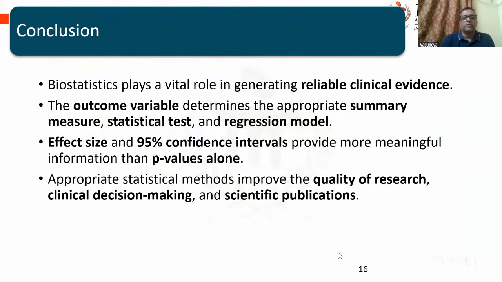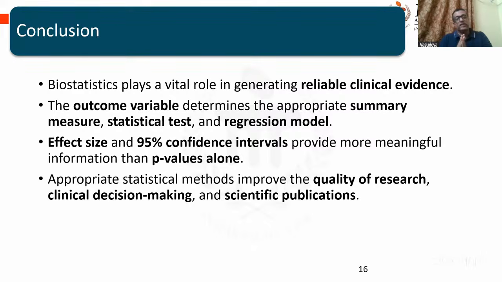In conclusion, biostatistics plays an important role in generating evidence. The main thing is that for the O, you have to remember PICO. The first speaker has mentioned that. For the outcome, you have to be very clear how it is measured, whether it is numerical, categorical, or time to event. Accordingly, we will choose your summary measure, statistical test, and the appropriate analysis, and the effect size and 95% confidence interval. Effect size means the difference in mean, difference in proportion, difference in median, odds ratio, or hazard ratio.